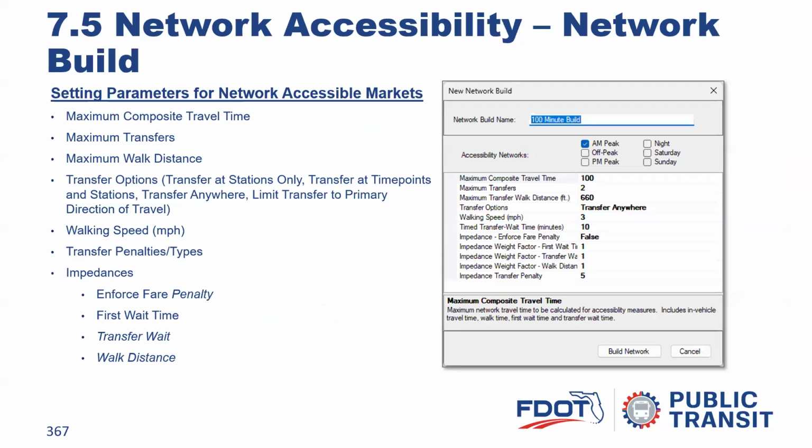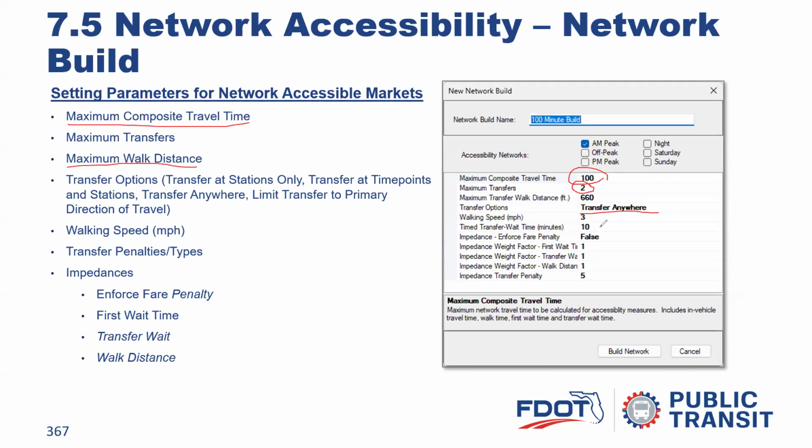How you set that up is via a network build, and you can see some of the components of the impedance. The maximum composite travel time is here. You can set the number of transfers that T-Best will take as it's networking. So what you're doing is setting the networking parameters here to calculate that OD matrix. The maximum walk distance is also here, for when you're walking away from the stop to a destination. Transfer options are available. The default is transfer anywhere, but you can limit transferability if you want to.